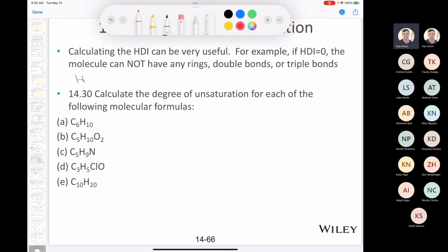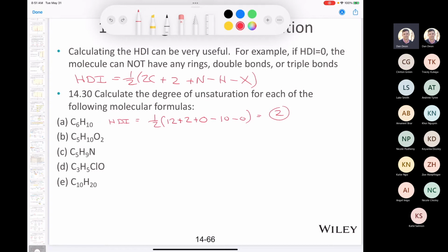I'll remind you of the formula. HDI is equal to 1/2 times 2 times the number of carbons plus 2 plus the number of nitrogens, subtract the number of hydrogens, subtract the number of halogens. So let's try the first one. We've got C6H10. So the HDI is going to be equal to 1/2 times 2 times the number of carbons. So that's 12 plus 2 plus the number of nitrogens, which is 0. Subtract the number of hydrogens, which is 10, and then subtract the number of halogens, which is 0. So if we take 12 plus 2, that's 14 minus 10. 14 minus 10 is 4 times a half, which gives us an HDI of 2.